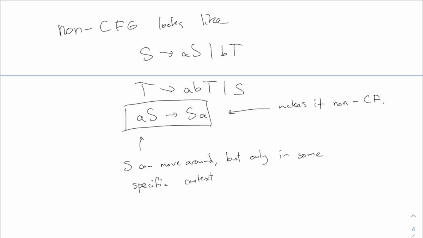And that's why, if you don't have a rule like that, it's called context-free, because none of the rules require any kind of context. What the context in this case is, it has to be on the right of A, right? If the S is to the right of an A, then you can do this rule. The other two rules can be applied regardless of context. They are context-free. You can do them whenever you want.